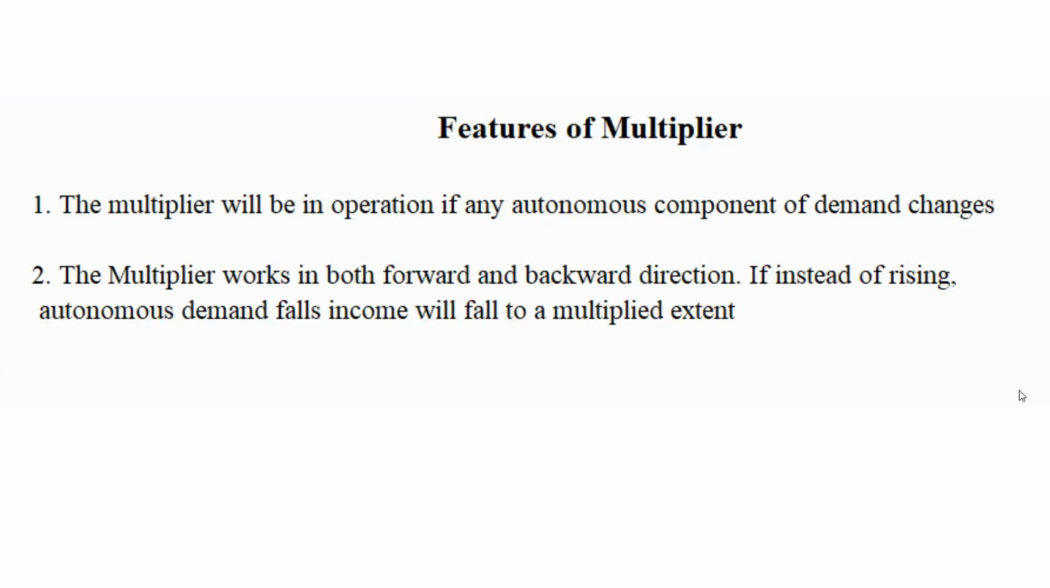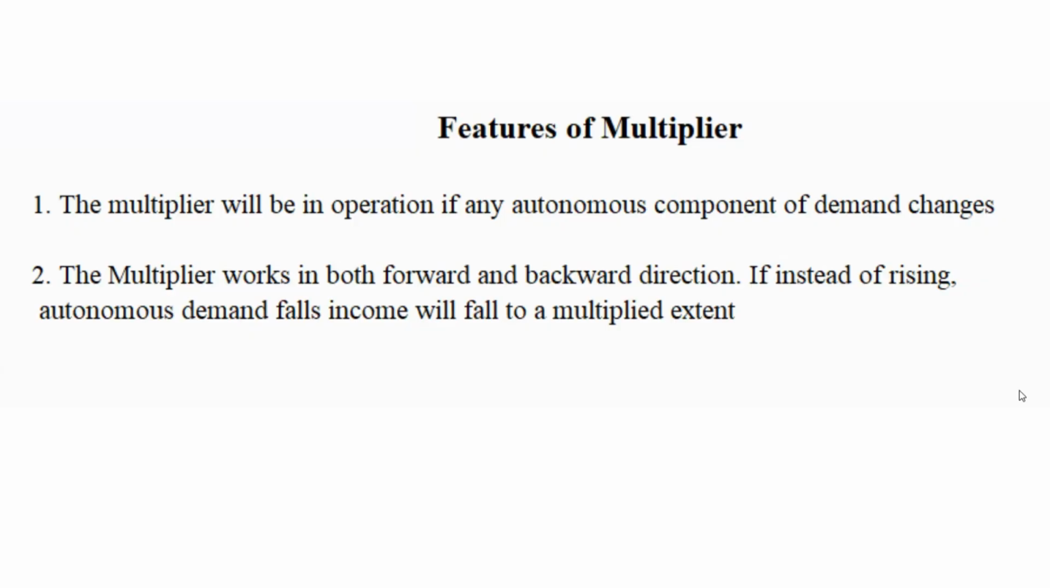We want to look at some features of the multiplier in the goods market model. In the context of the goods market model, the multiplier tells us how equilibrium output changes when autonomous spending changes by 1 unit. Now, this multiplier will be in operation if any component of autonomous demand or spending changes, right?